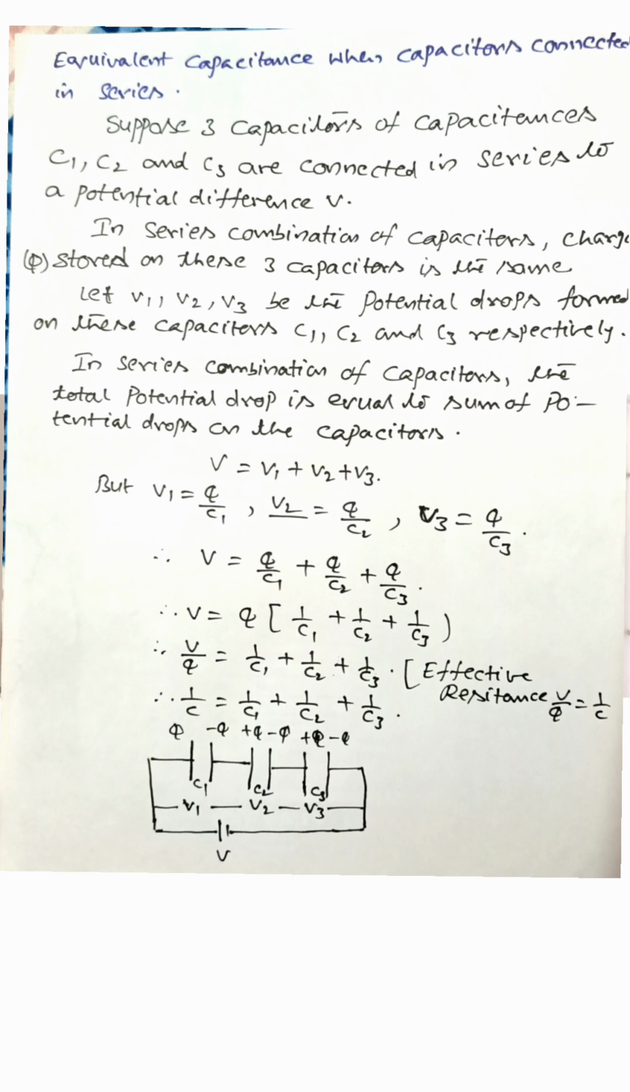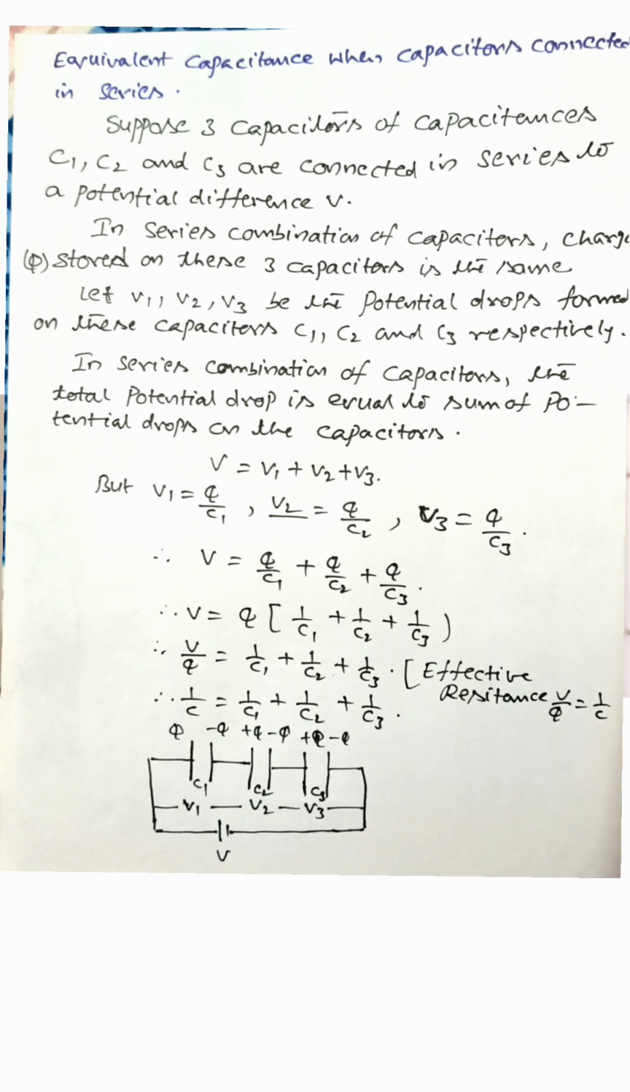In series combination of capacitors, the total potential drop is equal to the sum of the potential drops on the three capacitors. Therefore, it can be written as V is equal to V1 plus V2 plus V3. But according to the principle of capacitance, Q is equal to C1 V1, Q is equal to C2 V2 and Q is equal to C3 V3 in this case. But V1 is equal to Q by C1, V2 is equal to Q by C2, V3 is equal to Q by C3. I am substituting all these three results in the above equation.